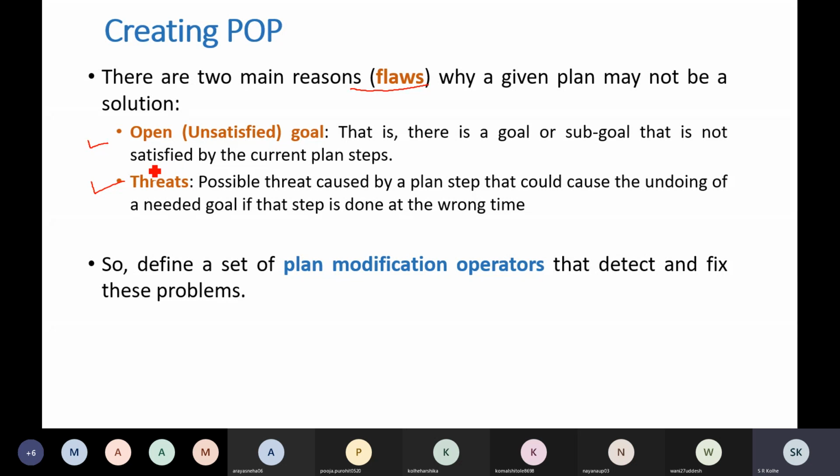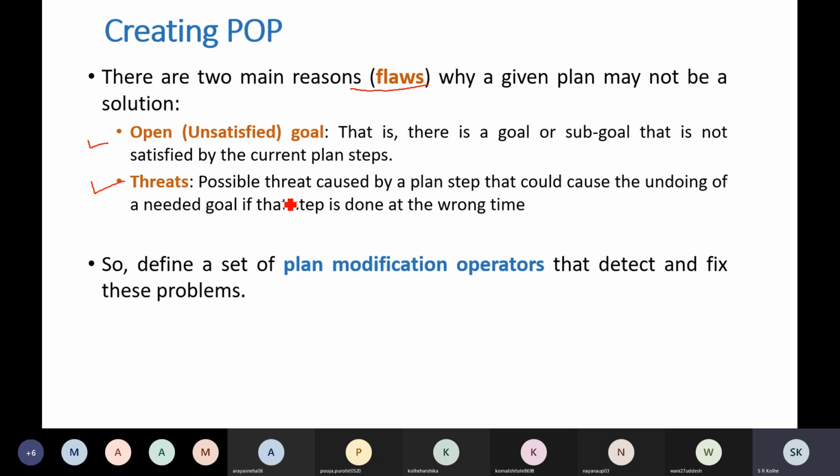What is an open goal or unsatisfied goal? Obvious. That is, there is a goal or subgoal that is not satisfied by the current plan state. So if it is not satisfied, that is not true. The corresponding predicates are not true. Such goals are called open goals. So we don't want such unsatisfied goals. All subgoals should be satisfied.